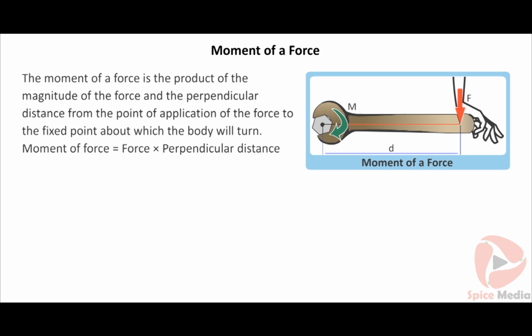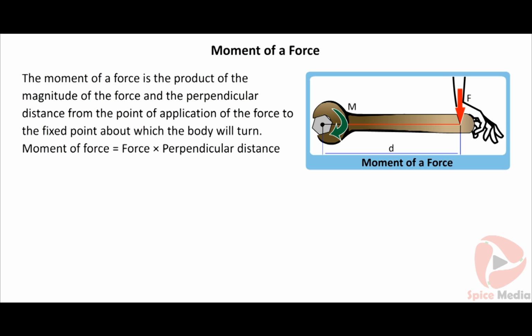We can define moment of a force as a product of the magnitude of the force and the perpendicular distance from the point of application of the force to the fixed point about which the body will turn. Moment of force is equal to force into perpendicular distance.